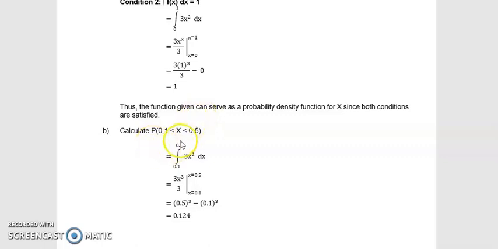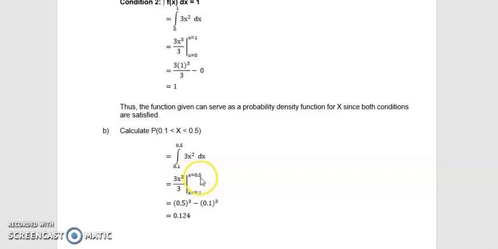Okay, you integrate within the limit given. So here, if we integrate from 0.1 to 0.5, 3x squared dx. Again, 3x squared, if we integrate, we will get 3x to the power of 3 over 3. Then you substitute the limit given, lower limit 0.1, upper limit 0.5. Here 3 over 3 is 1, then we are just left with x to the power of 3.